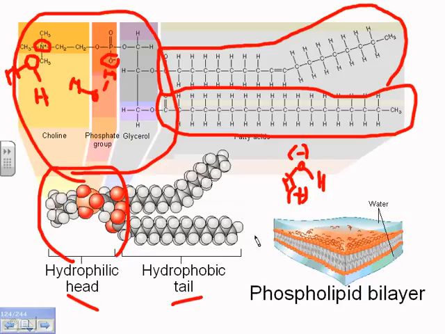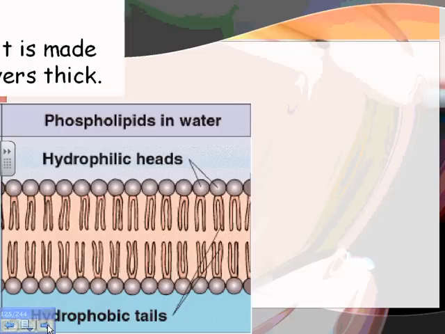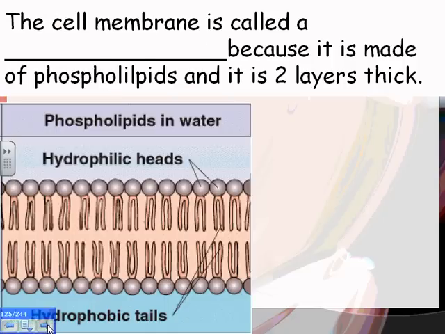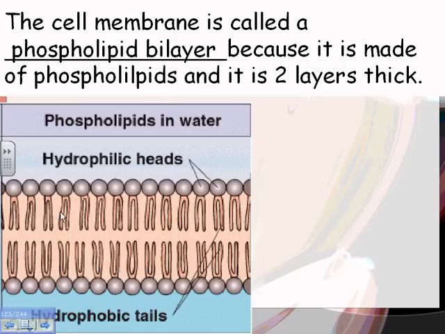And so that's what the phospholipid bilayer looks like. You have these, and they're all lined up along here. The cell membrane is called a phospholipid bilayer, bi for two, because you can see it has two layers of these phospholipid molecules. So because it's made of phospholipids and it is two layers thick.